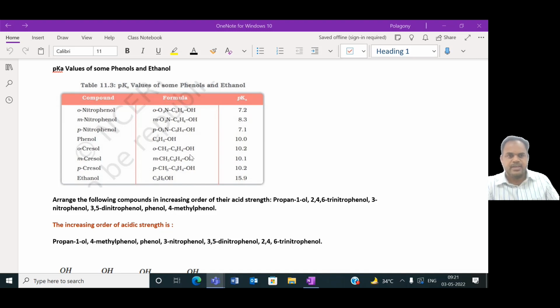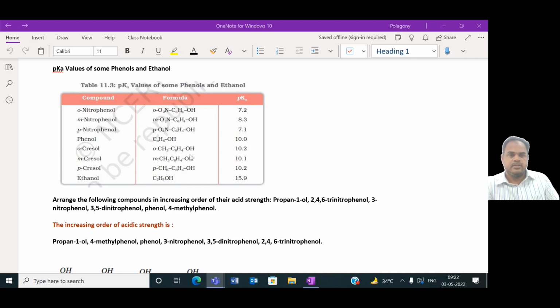Here is a question: arrange the following compounds in increasing order of their acidic strength. One is propanol, second is 2,4,6-trinitrophenol, 3-nitrophenol, 3,5-dinitrophenol, phenol, and methyl phenol. So in this question, propanol is given, and the second one is 2,4,6-trinitrophenol.